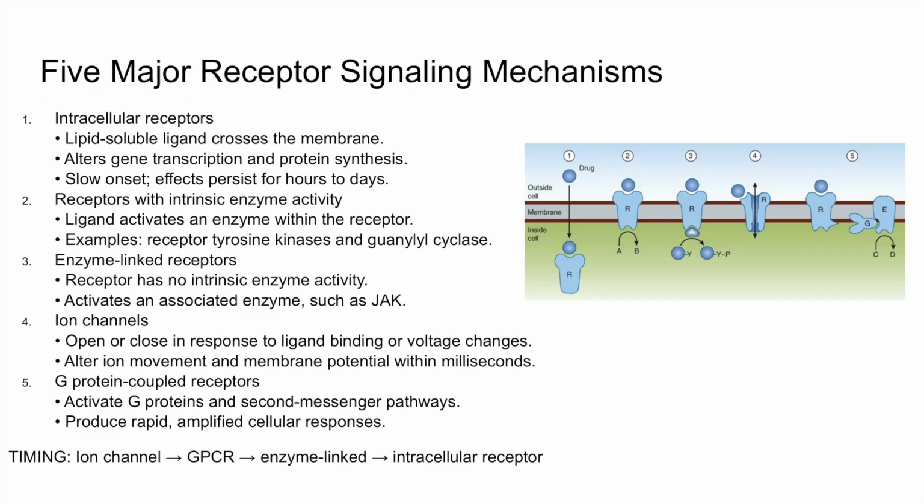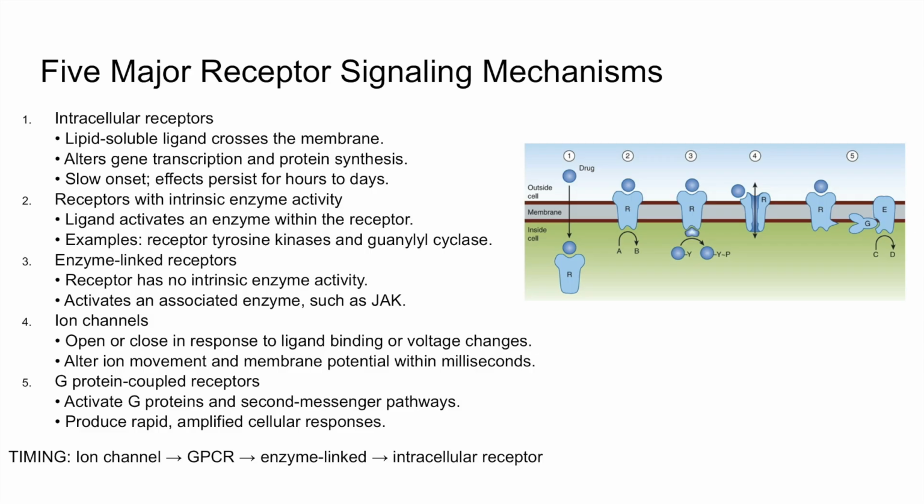Drug receptors can be organized into 5 major signaling mechanisms. First, lipid-soluble ligands can bind intracellular receptors and alter gene transcription. These responses develop slowly but may last for hours or days. Second, some membrane receptors contain intrinsic enzyme activity. Receptor tyrosine kinases are the major example here. Third, enzyme-linked receptors lack their own enzyme activity but recruit associated enzymes, such as JAK proteins.